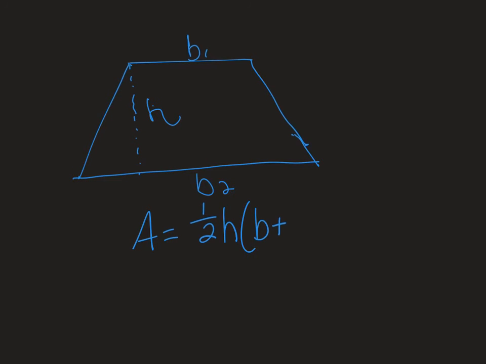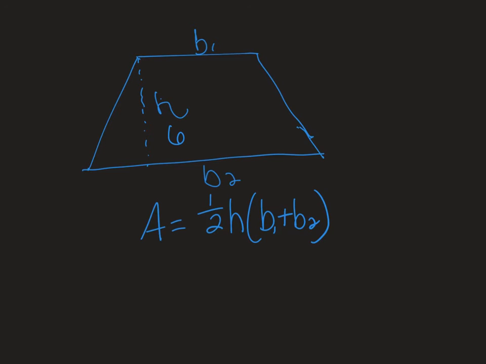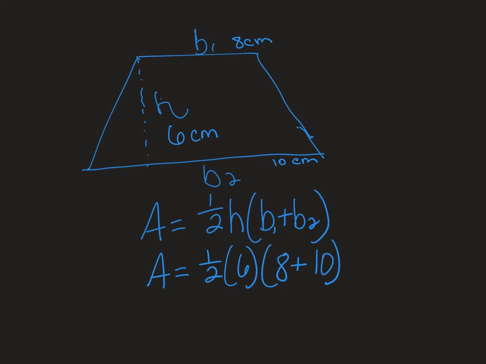Half height times B1 plus B2. And remember, we talked about basically you start out by taking half of whatever the height is. Okay? So let's say the height here is 6 centimeters. And this base is going to be 8 centimeters. And this base is going to be 10 centimeters. So it would be area equals 1/2 times 6 times, what's B1? 8 plus B2. And there you have your problem set up.